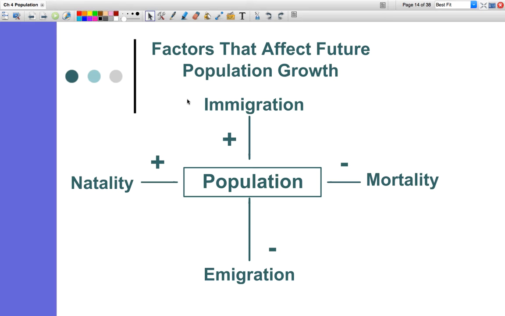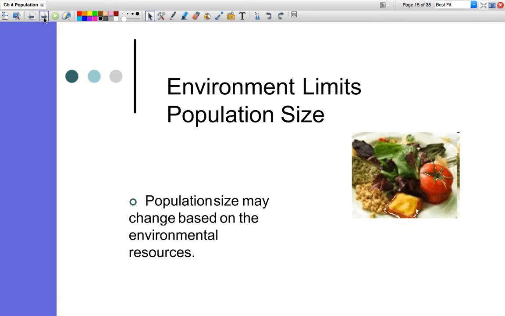So we're going to pick up right where we left off the other day with our factors that affect future population growth graphic organizer. Let's take into consideration the population game activity that we did last week in class as we go through these slides. Think about how our deer population behaved when the environment resources were limited, and right with that we'll go to our next slide, which is environment limits the population size.